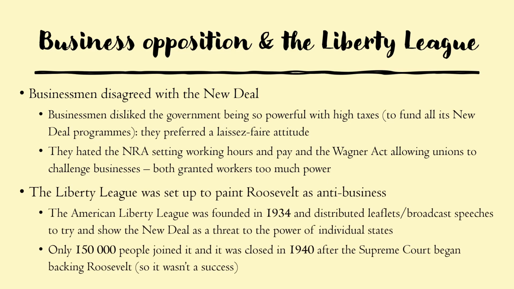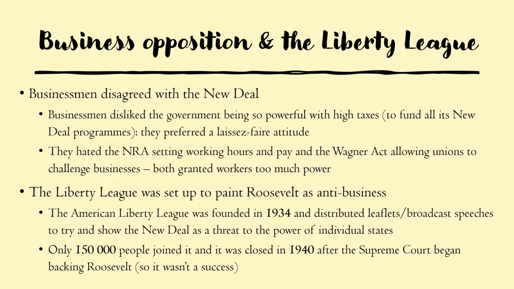The second key feature of this is that the Liberty League was set up in order to paint Roosevelt as anti-business. So the American Liberty League was founded in 1934, and they distributed leaflets, they broadcast speeches, and they tried to show that the New Deal and Roosevelt was a threat to the power of individual states and was anti-constitutional and was limiting the power of businesses. However, it wasn't really a success. Only 150,000 people joined it, and it was closed in 1940 after the Supreme Court began to back Roosevelt.